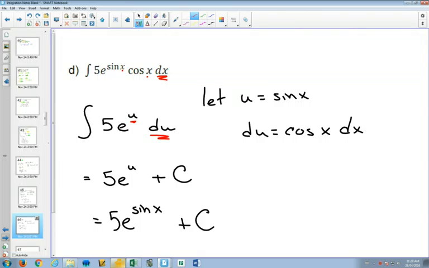But if this was du and all of these were x's, then we have to do some substitution. And that's what our substitution does, is it changes your variables. And it makes something more simplistic to integrate.